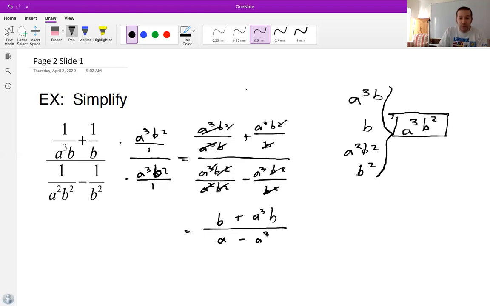Just know here the best way to simplify these is find the LCD of all the fractions in the complex fraction, and then multiply everything top and bottom by that LCD. And what happens is all the fractions go away, and now I'm down to a regular non-complex fraction.